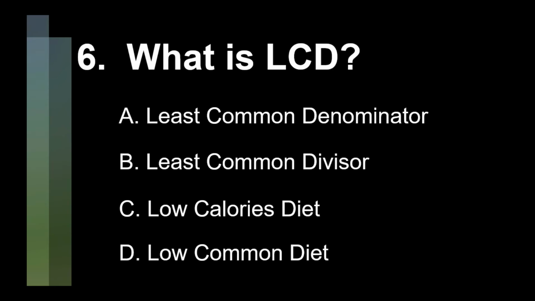Question number 6. What is LCD? Letter A, least common denominator. Letter B, least common divisor. Letter C, low calories diet. Or letter D, low common diet.